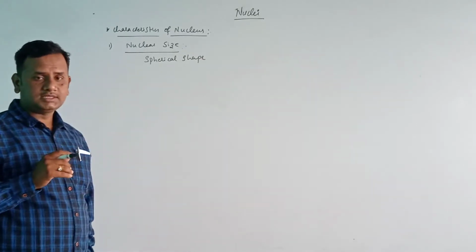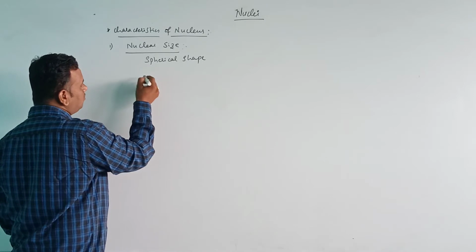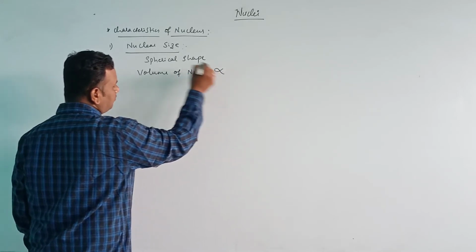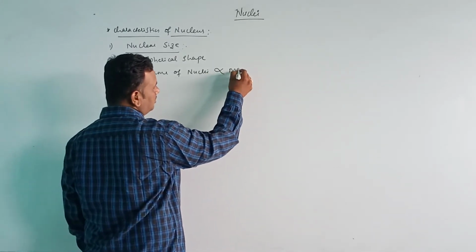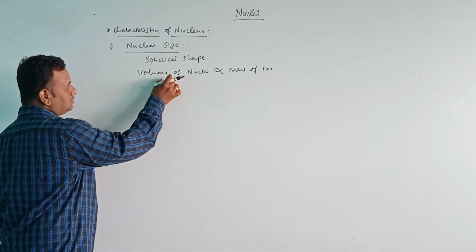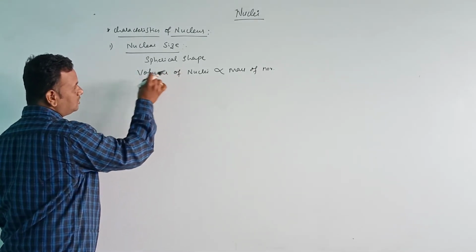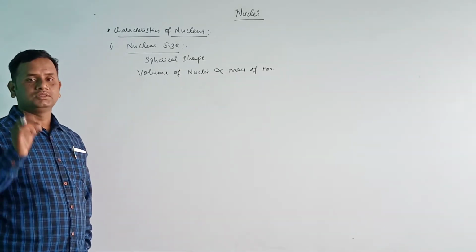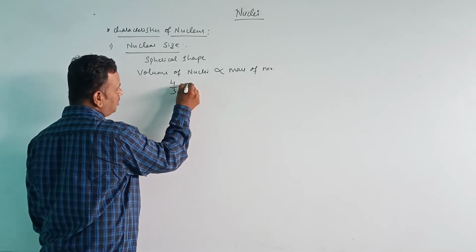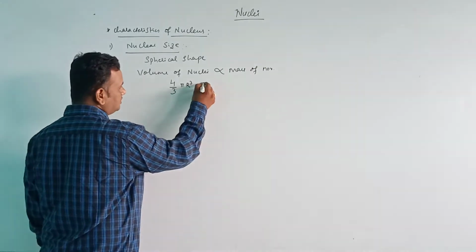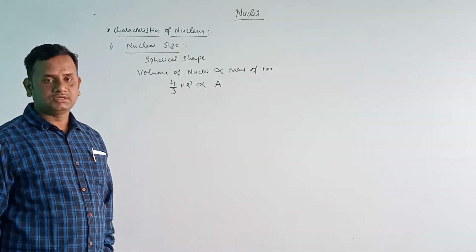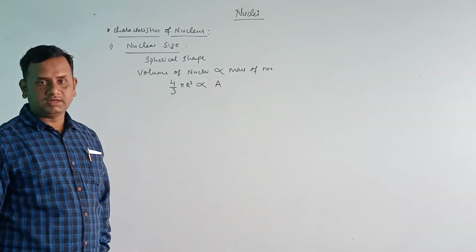So it is found that the volume of the nucleus is directly proportional to the mass number of the nucleus. Since they are assumed to be spherical, the volume of the nucleus is given by 4/3 pi r cube, which is directly proportional to the mass number. Mass number is denoted by the letter A.